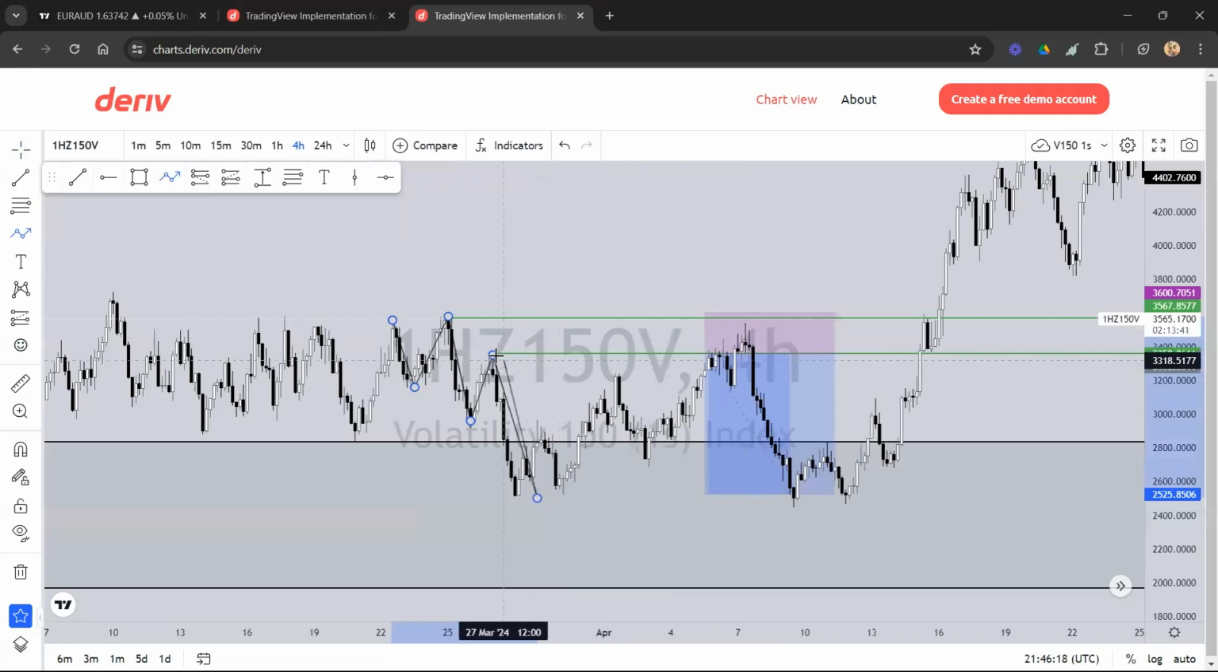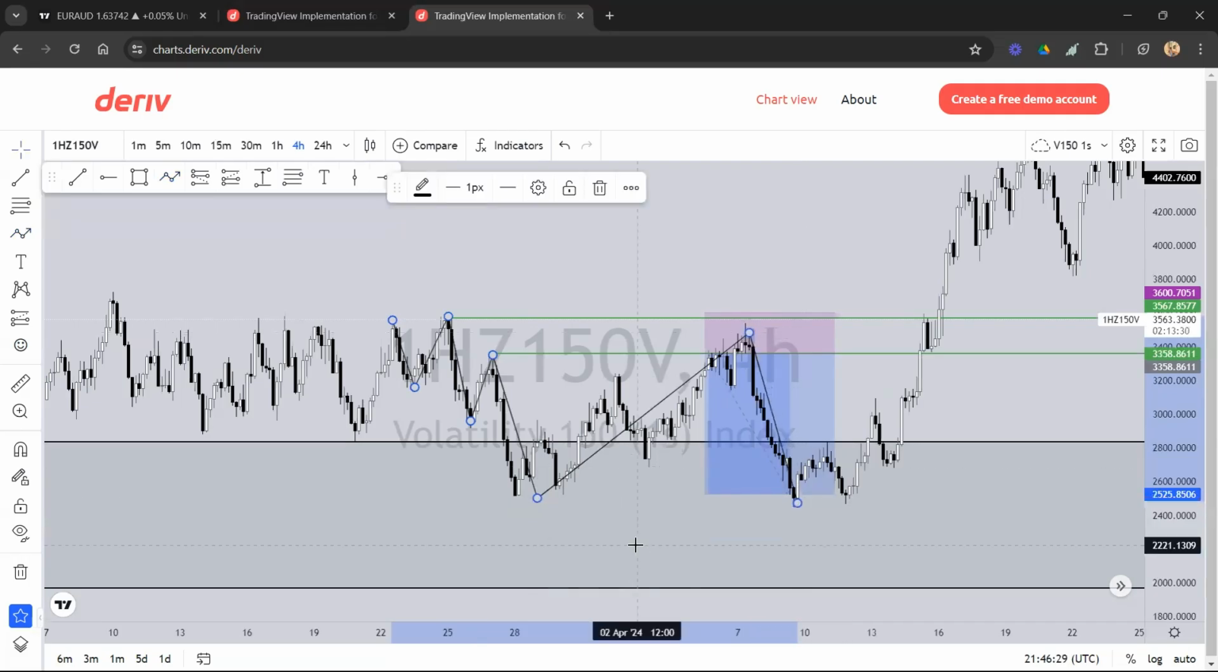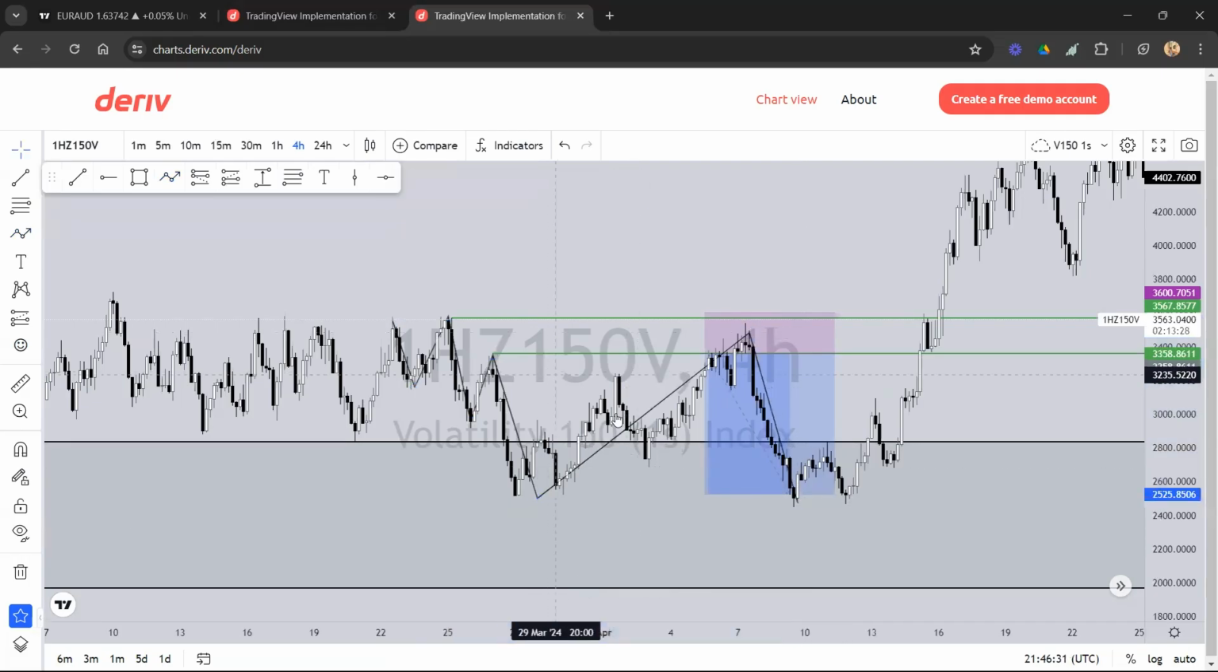Went back up to our 50 percent B. Remember, this is our B, right? This is our A. This is our B. This is our C. Market went back up, right? And what happened? Straight to TP. So you can see it's as simple as this.